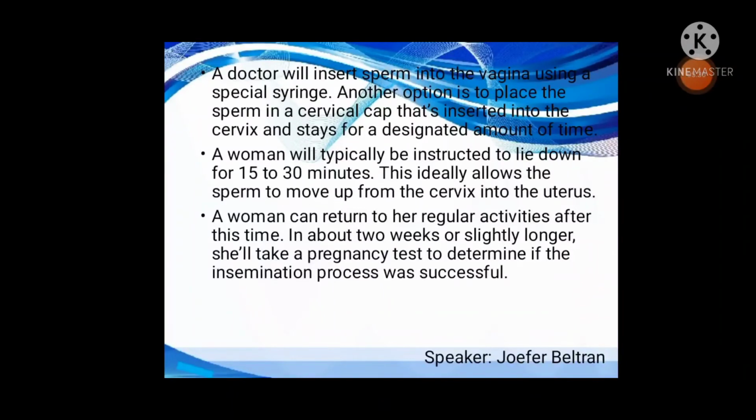A doctor will insert sperm into the vagina using a special syringe. Another option is to place the sperm in a cervical cup that is inserted into the cervix and stays for a designated amount of time. A woman will typically be instructed to lie down for 15 to 30 minutes. This ideally allows the sperm to move up from the cervix into the uterus. A woman can return to her regular activities after this time. In about 2 weeks or slightly longer, she'll take a pregnancy test to determine if the insemination process was successful.